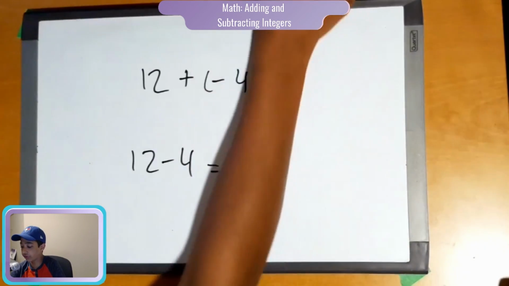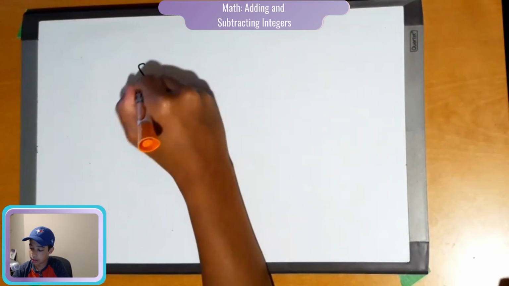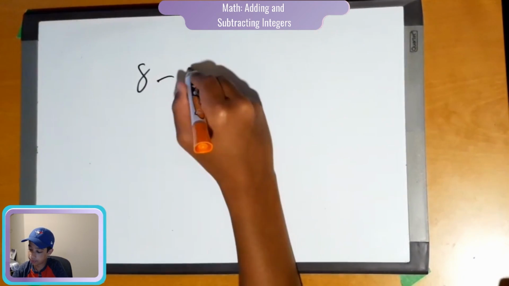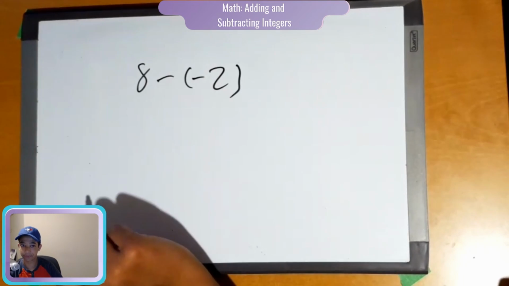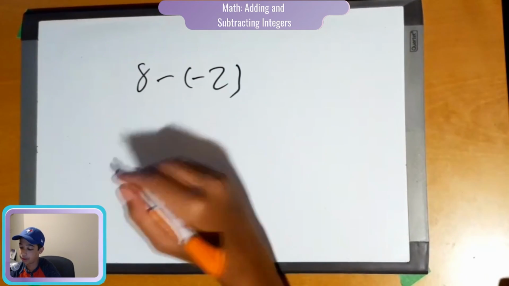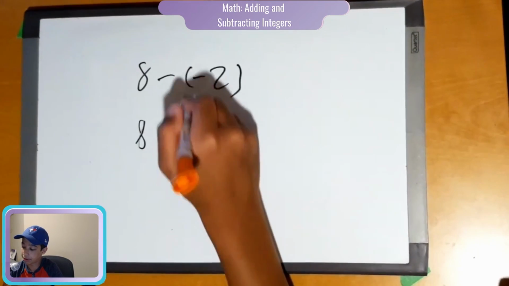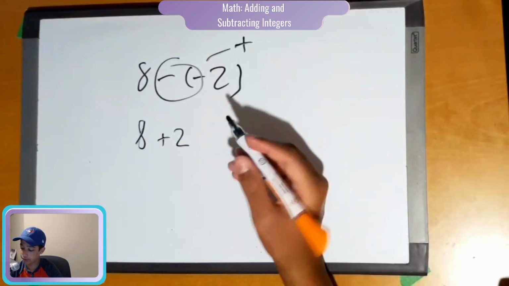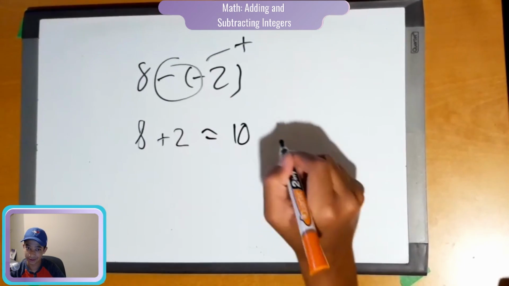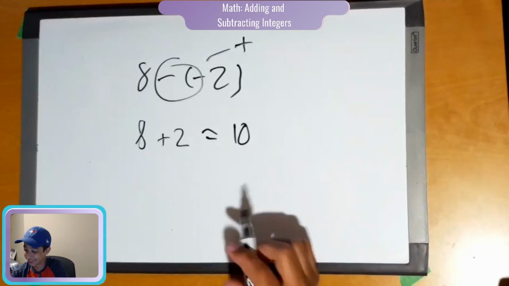Now let's try some subtraction ones. Let's do 8 minus -2. Now, we're losing negativity, so we're going more positive. And also, we know that these two make a plus sign. So 8 plus 2 is 10. It's really not that hard. Let's try another one.